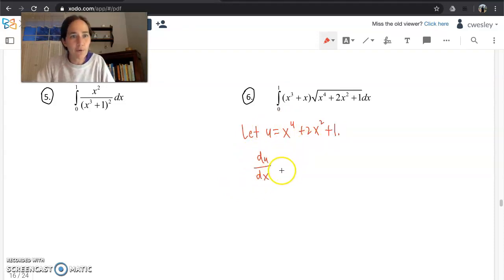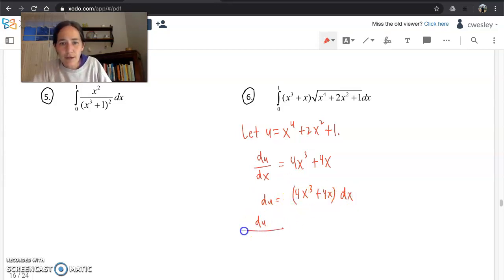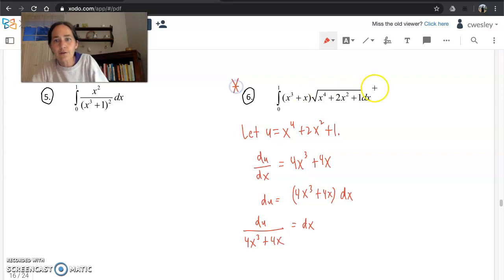This is all your side work. Remember this? We take a derivative. We find du dx, the derivative of u, with respect to x. So derivative side work is 4x to the third plus 4x. And I guess that's it. And we solve this for dx, right? Dx by itself, and we hope for the best. I say give this one a circle and a star too.